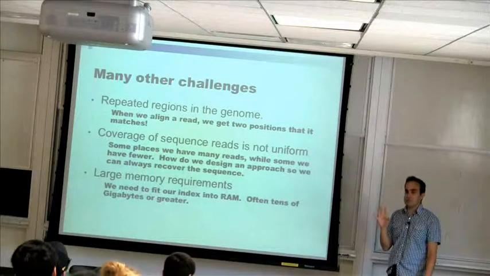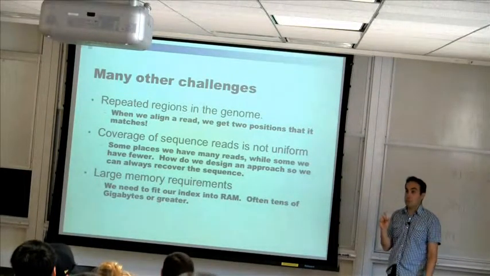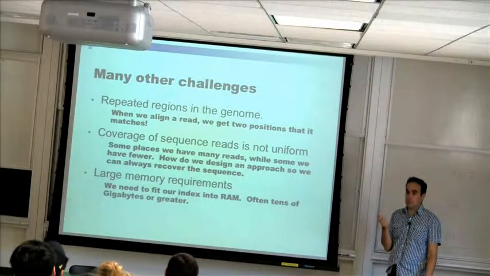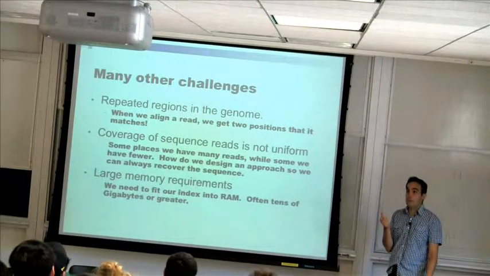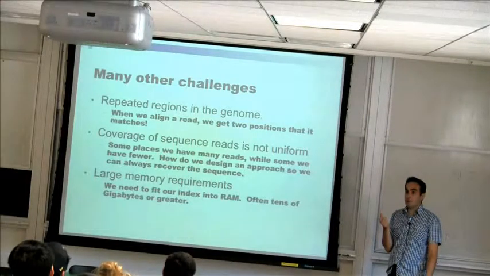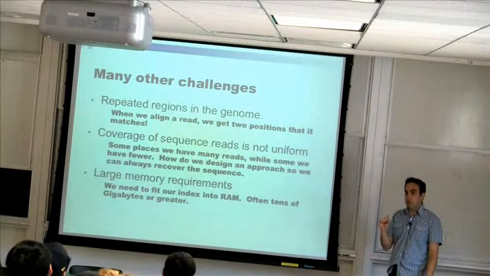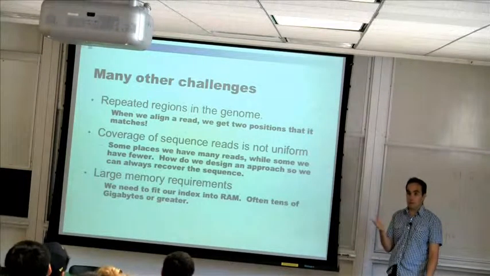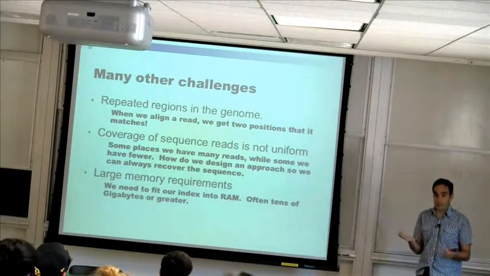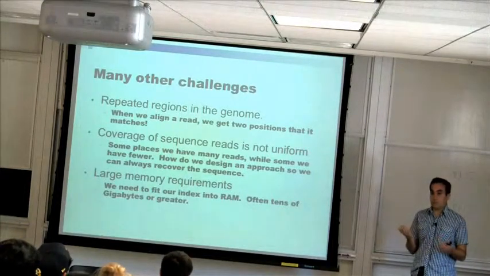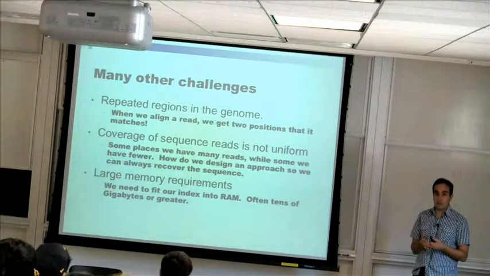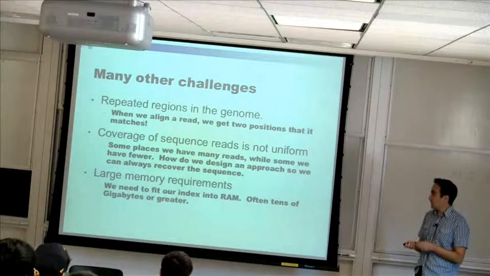So let's make it simpler. It's 4 bytes, okay? If you have 3 billion of them, a billion bytes is a gigabyte, right? 3 billion times 4 bytes is 12 gigabytes, just for that index. So that's problematic, okay? So how do we deal with that?